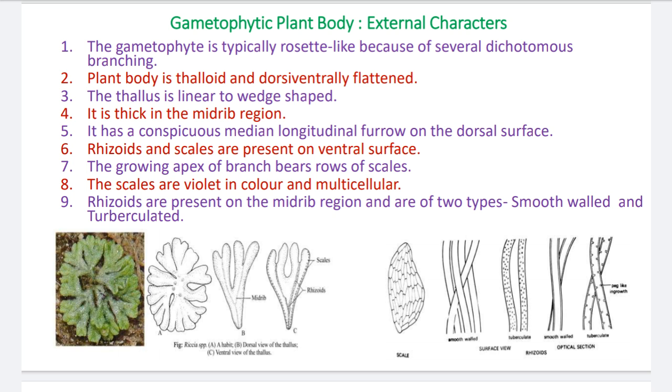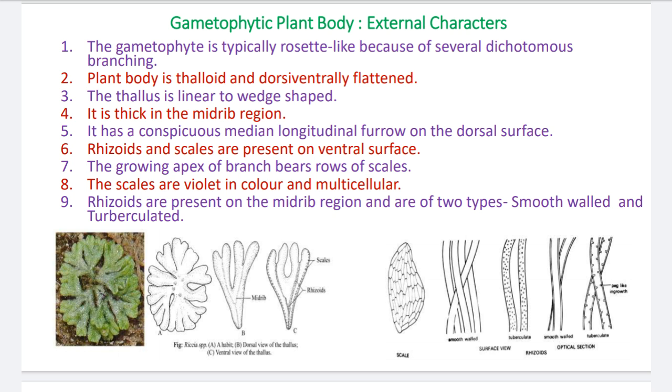Number two, the plant body is thalloid. Thallus means an undifferentiated plant body. It cannot be distinguished into root, stem and leaves. The plant body is thalloid and dorsiventrally flattened. Dorsiventral means dorsal side and ventral side. Dorsal side means upper side and ventral side means lower side. Both sides are different from each other. Such a thallus is called a dorsiventral thallus. Flattened means flat: its structure is flat to the substratum.